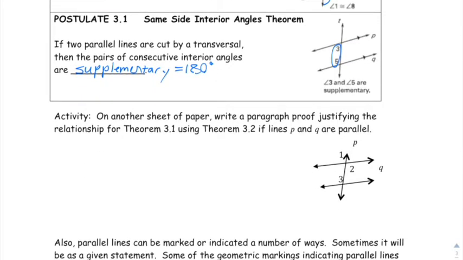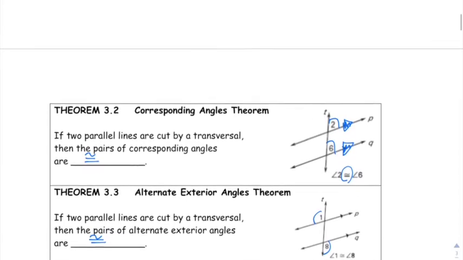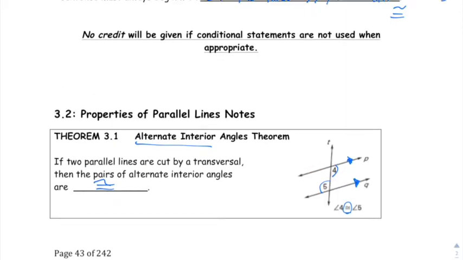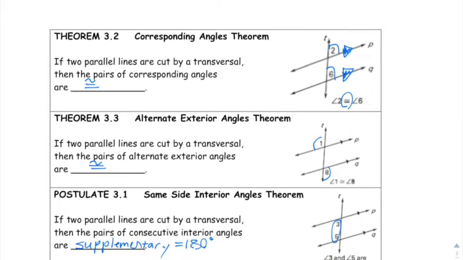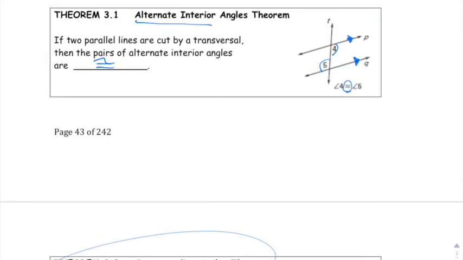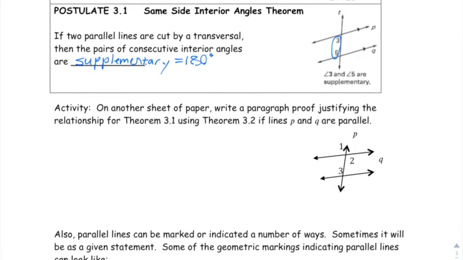Alright, on another sheet of paper, write a paragraph proof justifying the relationship for theorem 3.1, using 3.2, if the lines P and Q are parallel. So we are justifying theorem 3.1, wherever that is. Oh, there it is. So we're going to justify alternate interior angles being congruent based off of theorem 3.2. Okay, so there we go. So I guess we're going to assume corresponding angles are congruent, and then we're going to prove that theorem 3.1 is also true. So corresponding angles are congruent.